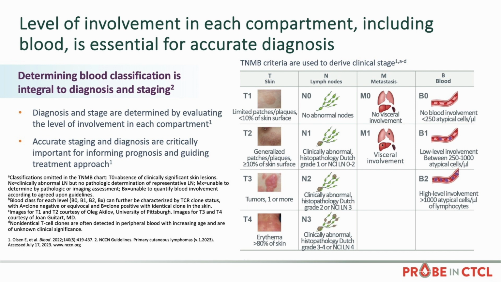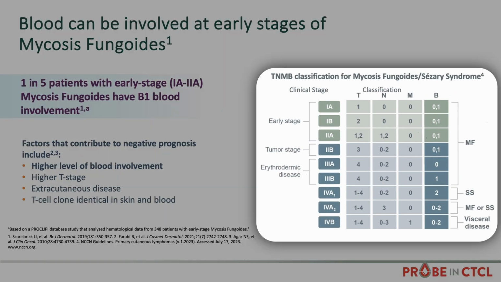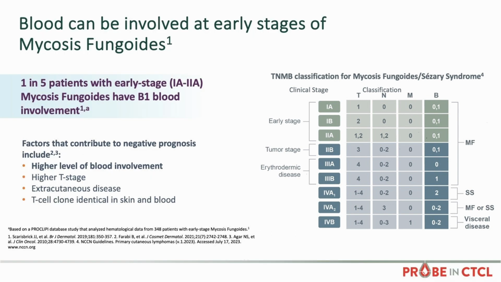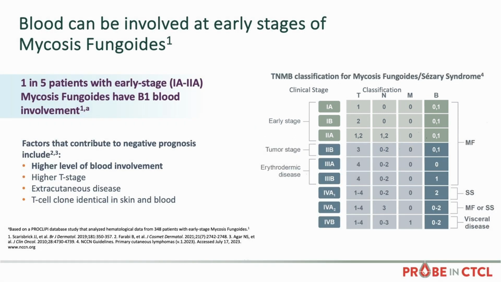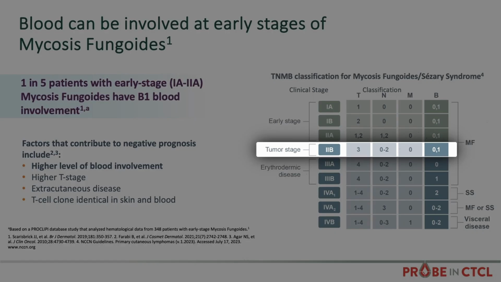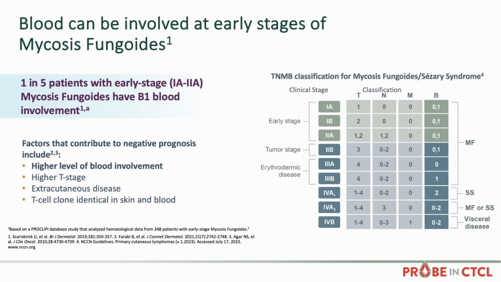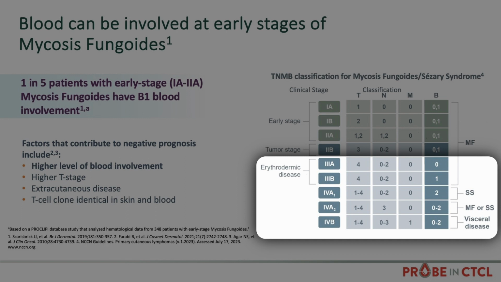And determining blood classification is really critical in the diagnosis and the staging of these patients. You can see here in this diagram the TNMB classification, a combination of the cutaneous, nodal, and blood involvement. And patients who are considered early stage go all the way up to stage 2A. And patients that have tumor stage, those are essentially considered advanced stage immediately by the definition of the identification of the tumor. And then we have the patients that have erythrodermic disease.